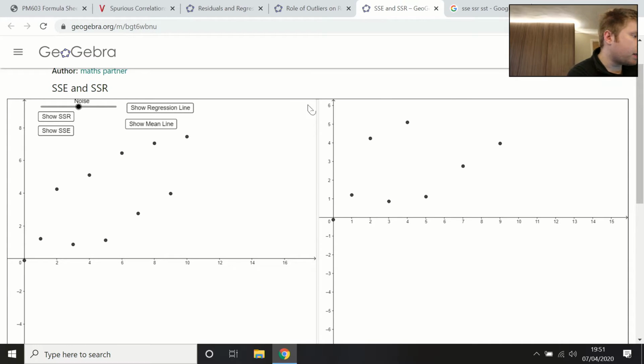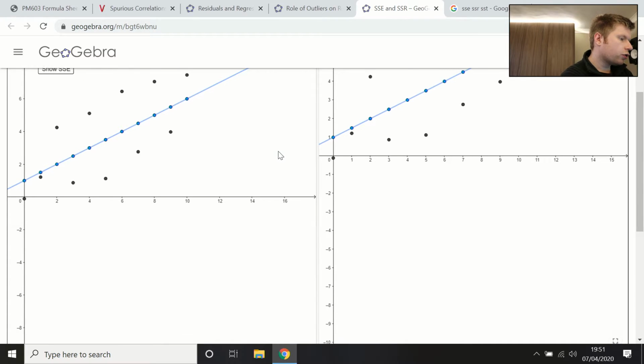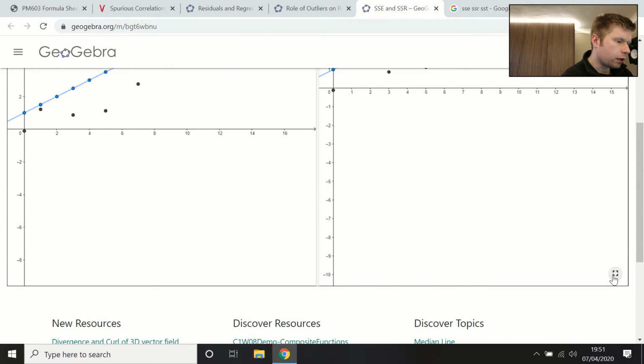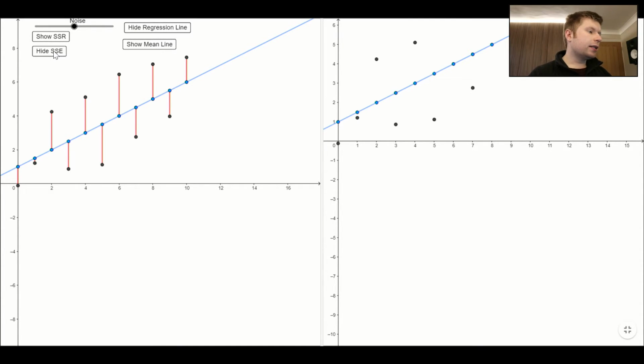Just because it's a little bit messy, have a look at the screen here. I draw my regression line. Let's make that full screen. Got my regression line there. The sum of the squares error is going to be the difference between my actual data values in black and my regression data values in blue, in other words, the values that lie on the regression line. So that's in red there.